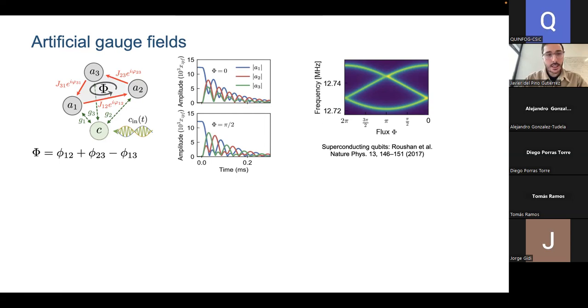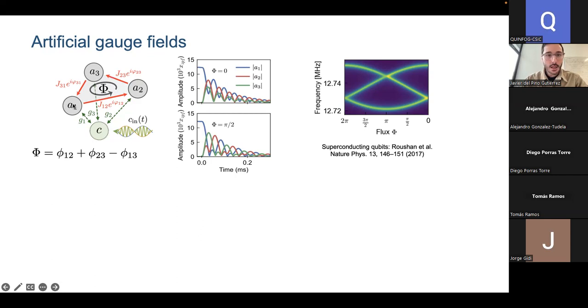So if we consider now three modes, in this particular result that I will be showing, these are three mechanical modes on an optomechanical system, but it doesn't matter for now. And we connect them by drives at different frequencies between these modes with certain phases. We can break time reversal symmetry in the transport. And how do we see this? If we now initialize one of these modes, we just prepare a coherent state.